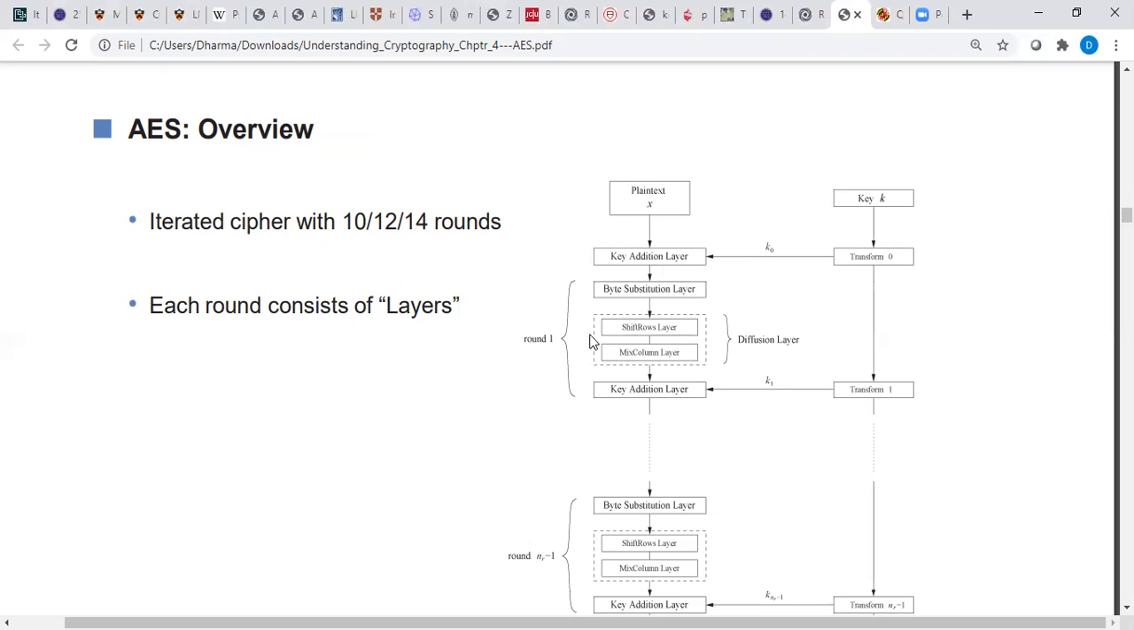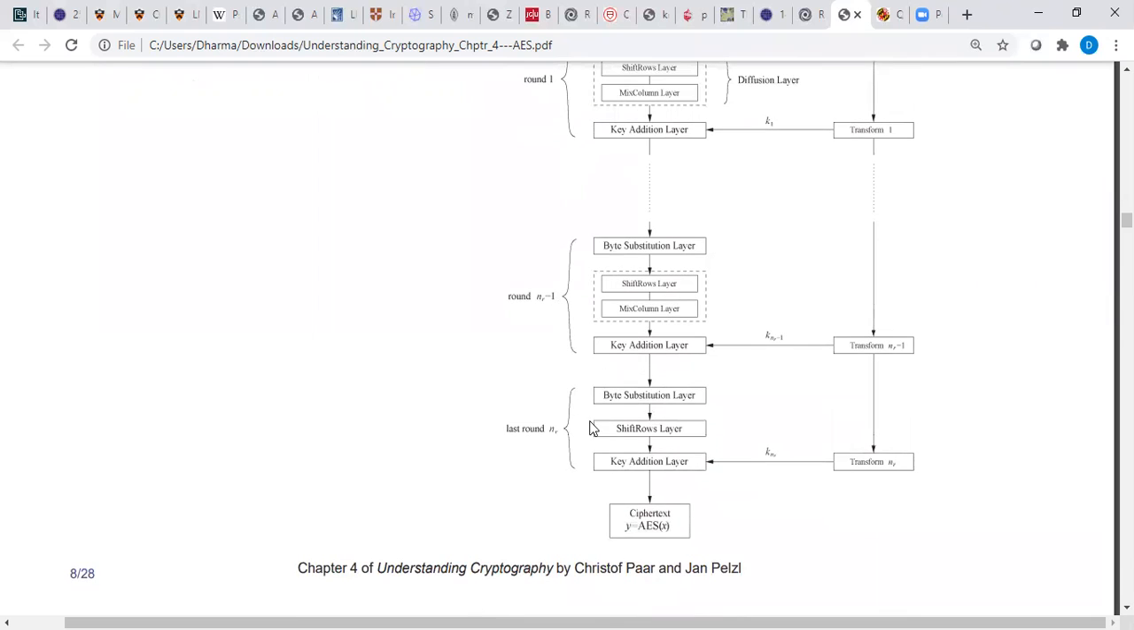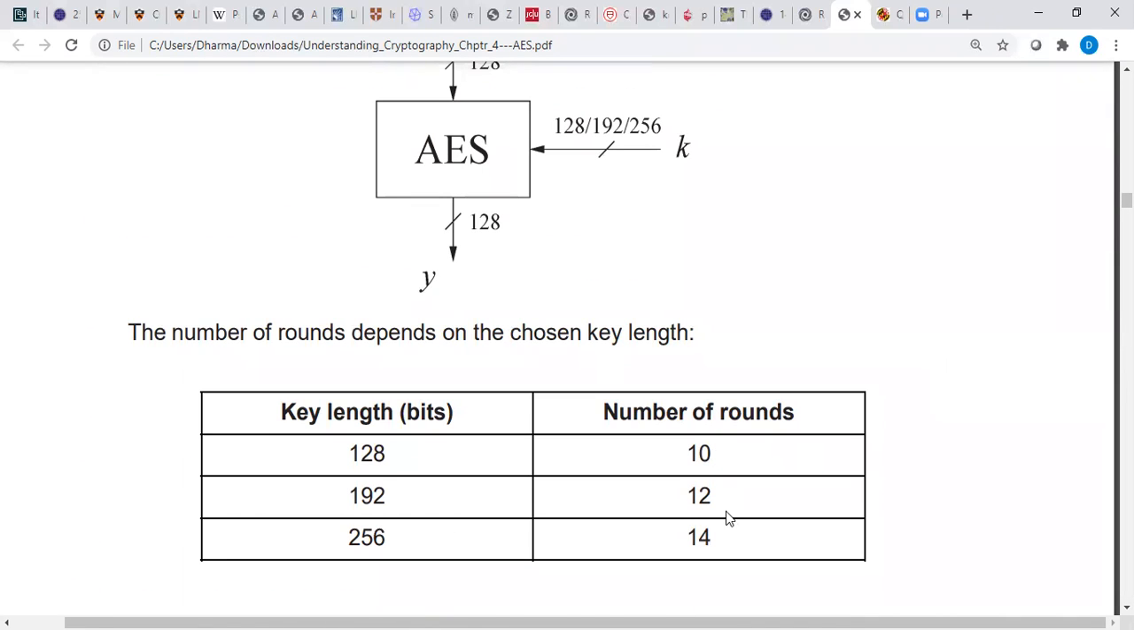Okay, so AES does this again and again. That's why you see round one, round two, round Nr. Nr is the number of rounds. The number of rounds is a function of the key size. If it is 128 bit, you see 10 rounds. 192 means 12 rounds. 256 bit key length means 14 rounds.